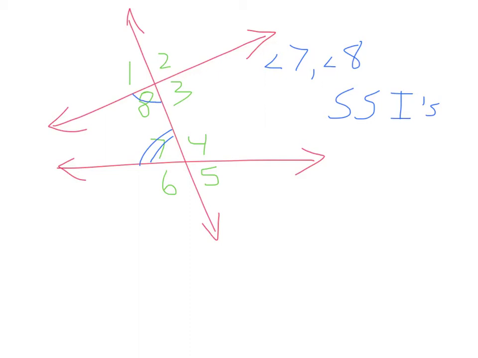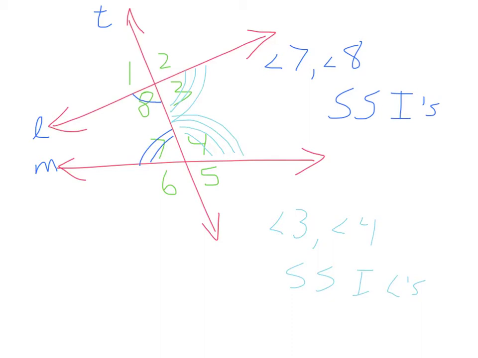Angles 7 and 8 are on the same side of the transversal T, and they're on the interior of lines L and M. Try to figure out another pair. Please pause the video. Hopefully you came up with angle 3 and angle 4 being same side interior angles. They're on the same side of the transversal and they're on the interior of lines L and M.